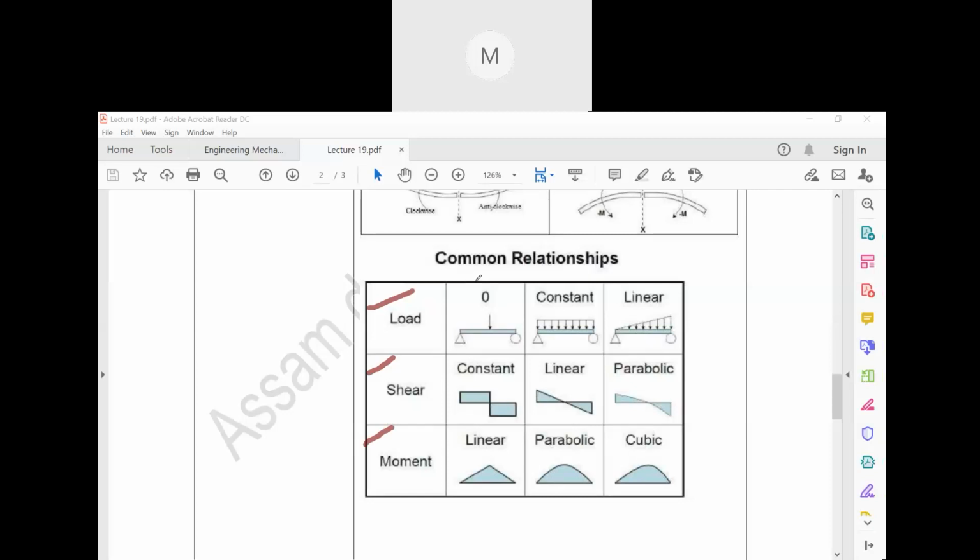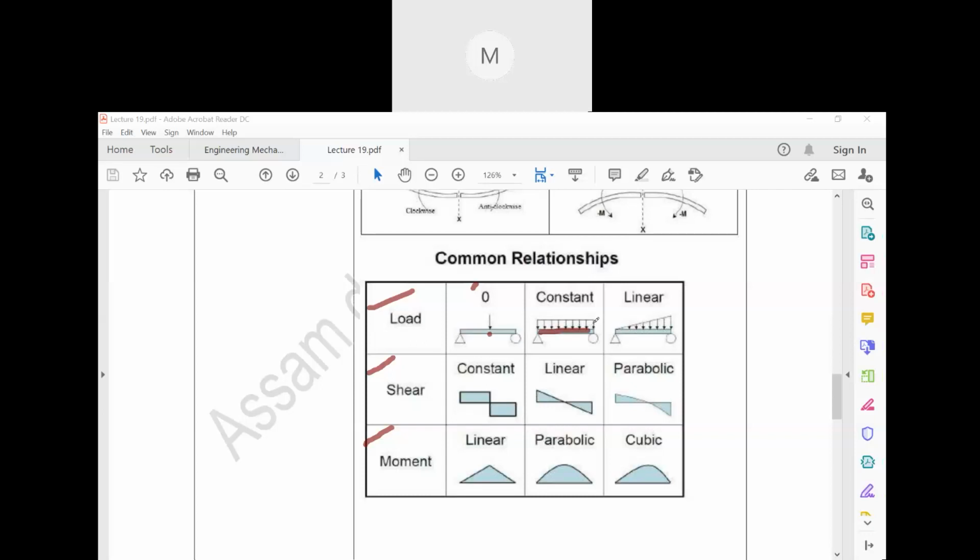So the load is applied here at a single point. This is known as a point load, right? Now after that, the load is uniformly distributed throughout the beam, right? So this is called UDL or uniformly distributed load.